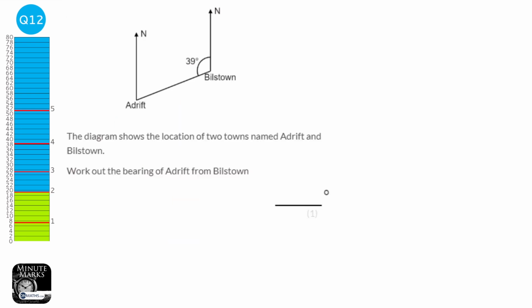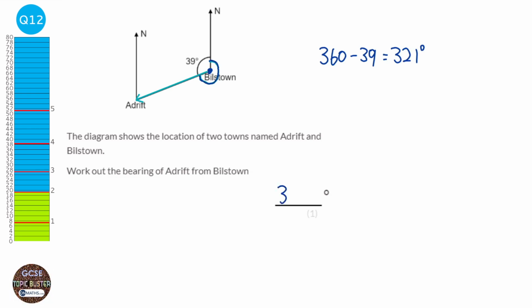The question asks us to find the bearing of Adrift from Billstown. So we're at Billstown and we're looking at the bearing of Adrift from it. So we're looking at this angle here. And so to find that angle, all we need to do is 360 degrees, which is angles at a point, and then take away the 39 degrees that we know, and that equals 321 degrees. And the reason why we find this angle is that all bearings are from north going clockwise. So the answer is 321.